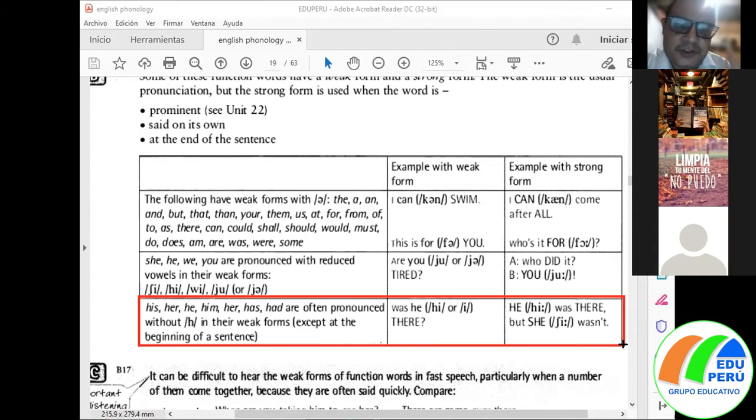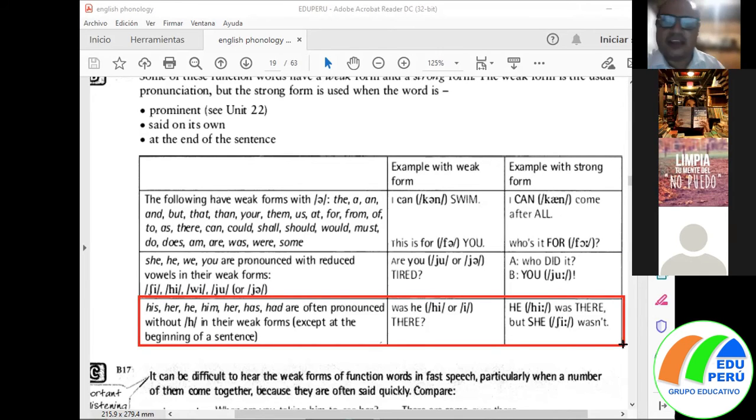Was he there? I'm going to say it slowly. Was he there? Now, in a fluent way, was he there? Was he? Just the vowel, no h sound. Was he there? But remember, if you say was he there with the h, it's okay. Your pronunciation is okay. It's good. But native speakers usually omit the h sound.